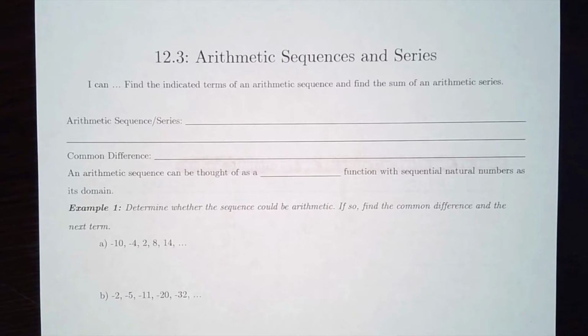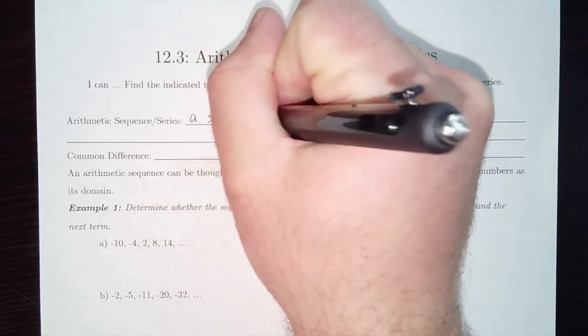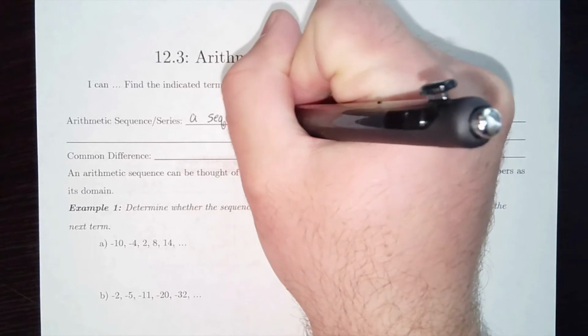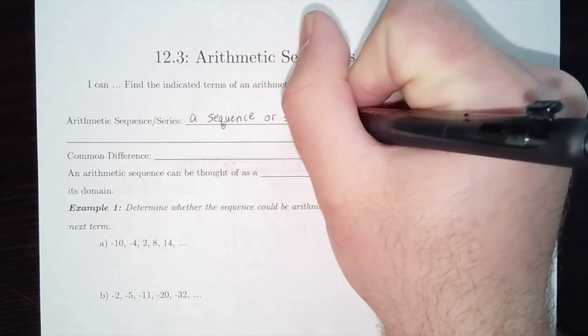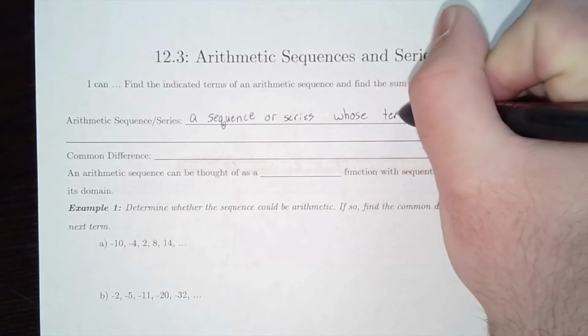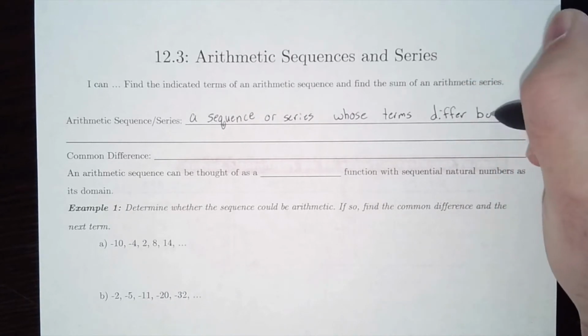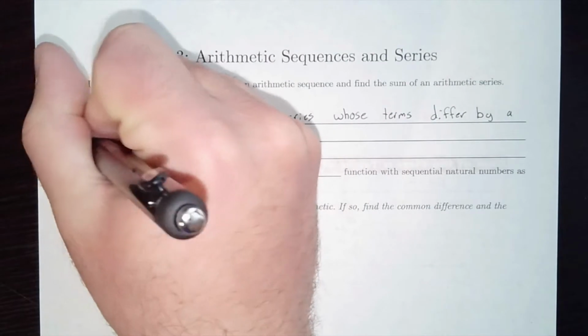When we focus just on that one type, there are certain things that we can do that we weren't able to do before, because we didn't have some crucial information that we need. So let's start with what makes an arithmetic sequence or series. In order to be arithmetic, it needs to be a sequence or series, so either a list of numbers or a bunch of numbers added together, whose terms differ, that's the important word, by a constant amount.